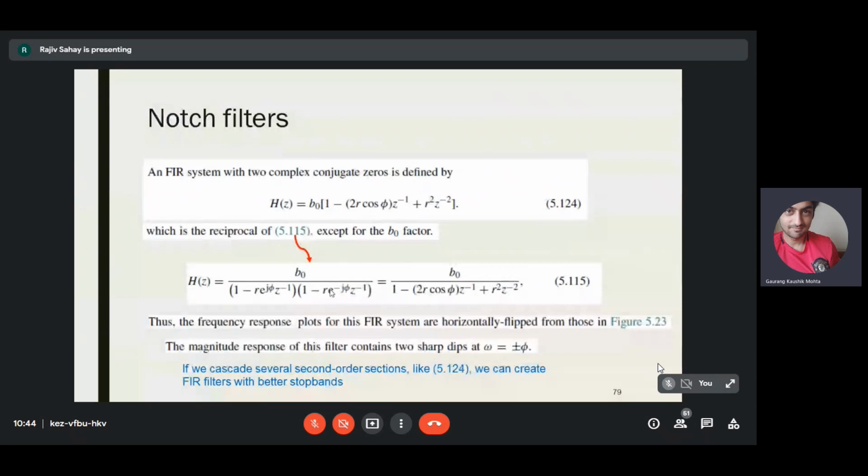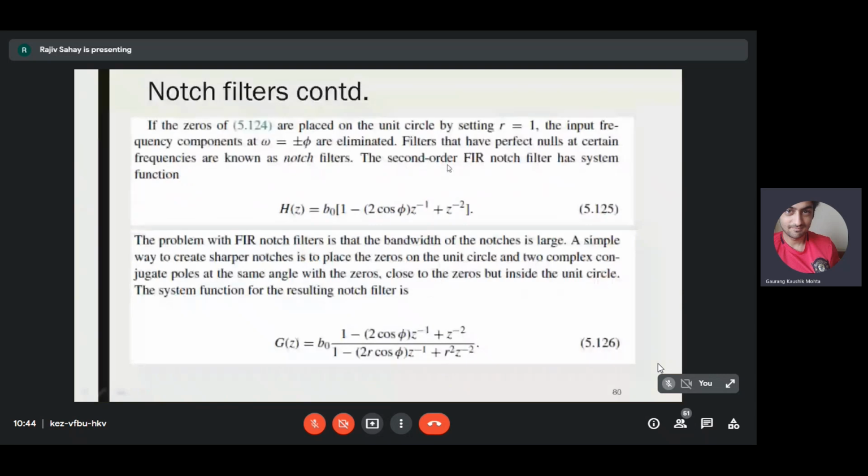Here we don't have the stability concern, because in a stable FIR system you can even place the zeros on the unit circle. So the filter will have perfect nulls at certain frequencies, and therefore these are called notch filters. The second order FIR notch filter has this particular transfer function or system function, and how sharp the suppression is, that is a matter of design.